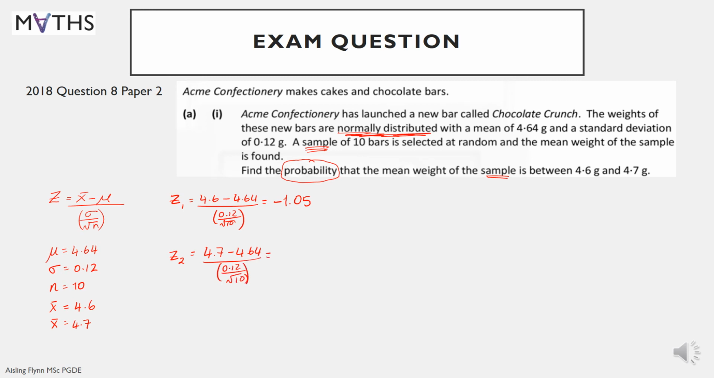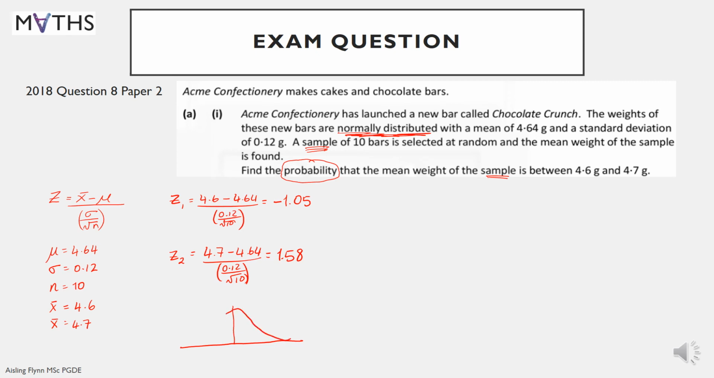Whoops, and I get 1.58. Now let's read the question again. Find the probability that the mean weight of the sample is between 4.6 and 4.7 grams. So let's visually see what we're talking about.